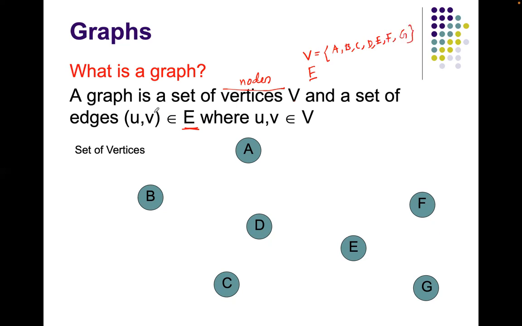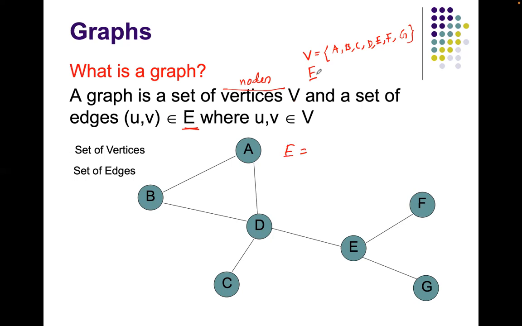Now a set of edges means pairs of nodes. So an edge actually represents a connection between two nodes. All right. So an edge means it's a pair of two nodes. Both of the nodes are going to be members of this set of vertices. For example, here in this graph, you can see that we have a couple of edges. One edge is going to connect two nodes. All right. So in this graph, you can see that A and B are connected with an edge. So in this graph, we have a set of edges.